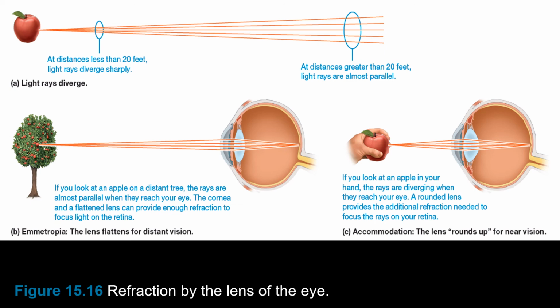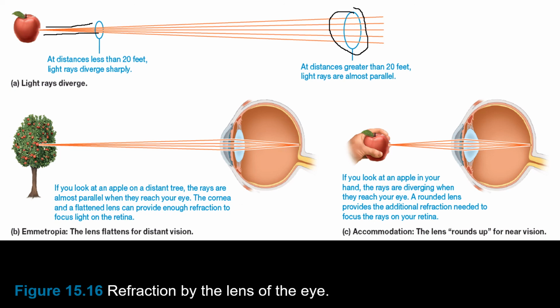So you see here, a great example. You see light is still diverging. There's not enough space for those light rays to become parallel at ranges closer than 20 feet, where at 20 feet you see they're basically parallel. That's why you're looking at the apple on a tree from 20 feet away. Your lens is in that emmetropic state, and then you have to accommodate when the object is much closer.